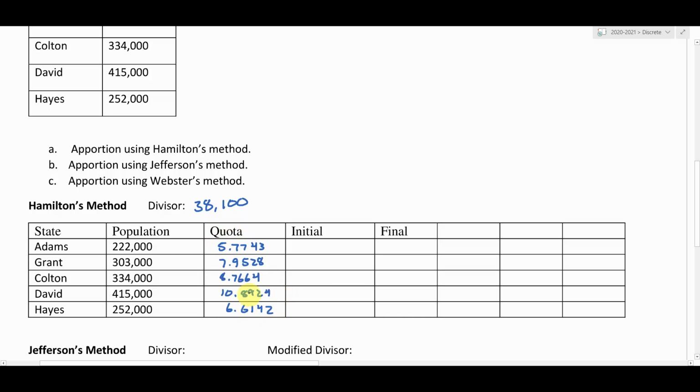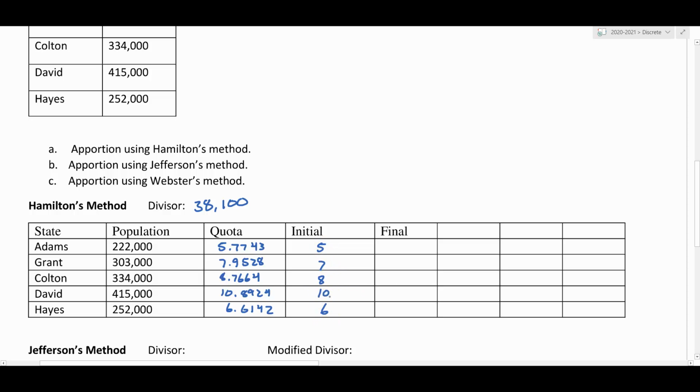All right, so there's the results of all of those divisions. Now what Hamilton said to do is just to chop off the decimal portions, ignore them, act like they're not there, and just take the whole number parts to get our initial apportionment. So we've got 5, 7, 10, 5, 7, 8, 10, and 6.